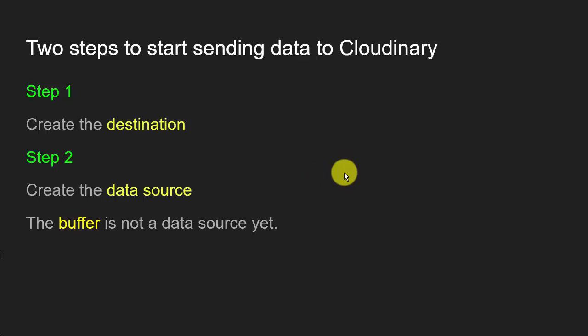The first step is to create the destination. We need an object which knows where the data should be written to. We need an object which knows where the data should be sent to. Once that object has been created, we will quickly proceed to step 2. Create the data source.